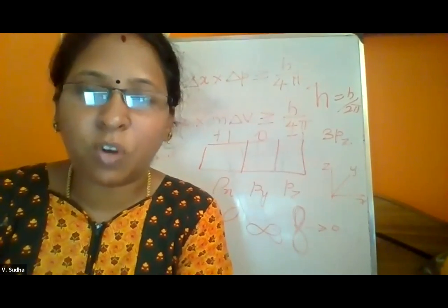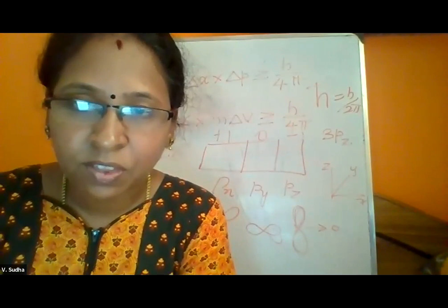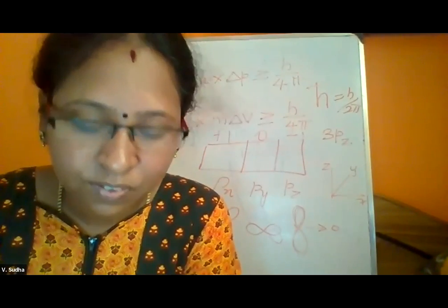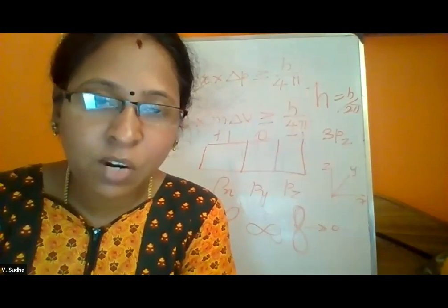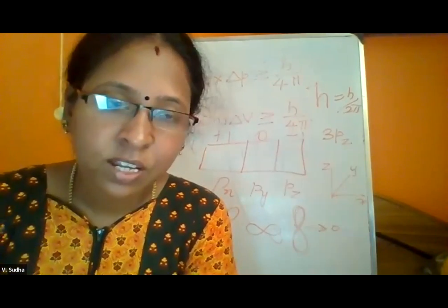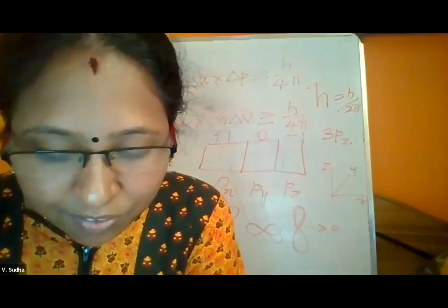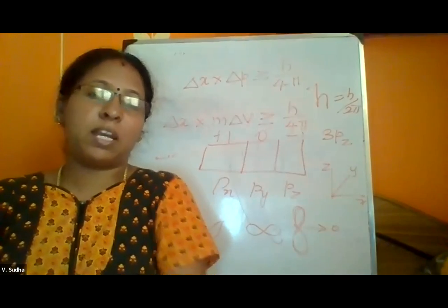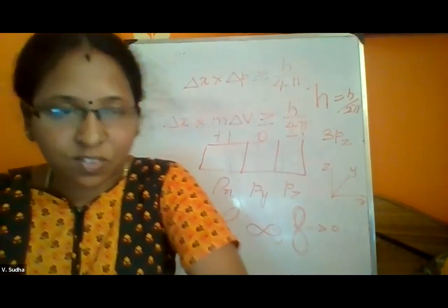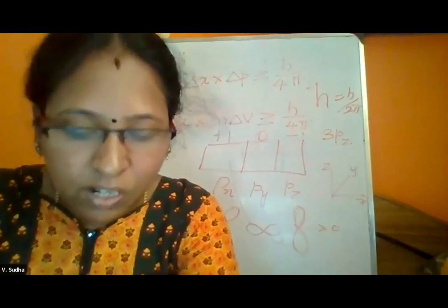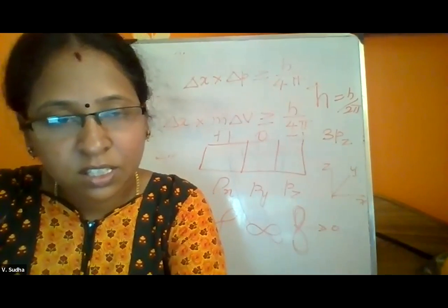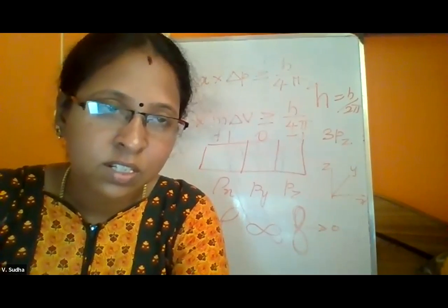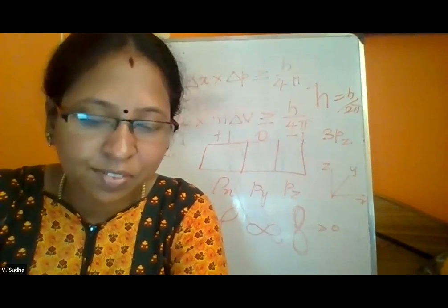Option A: N equal to 4, L equal to 0, M equal to 0, S equal to minus half. Option B: N equal to 5, L equal to 3, M equal to 0, S equal to plus half.